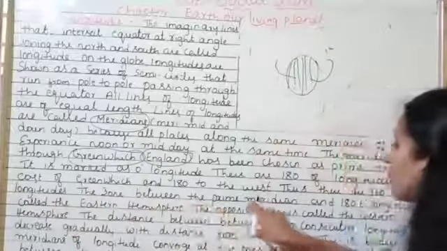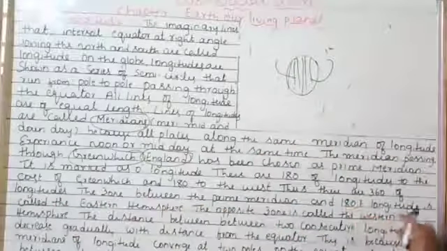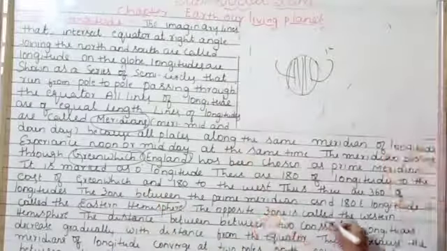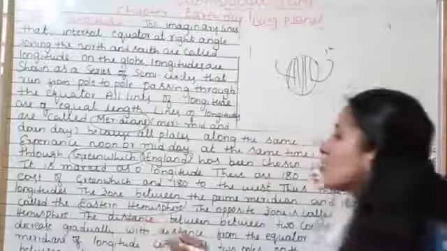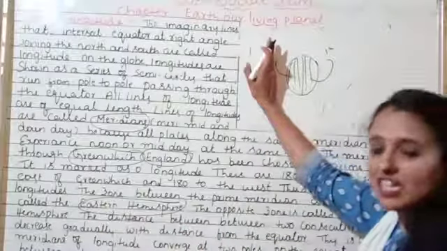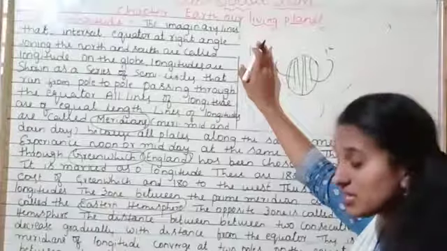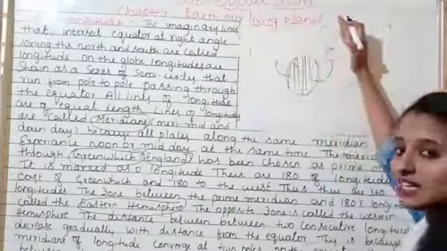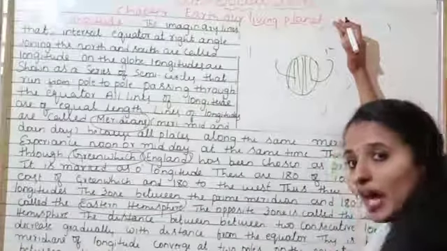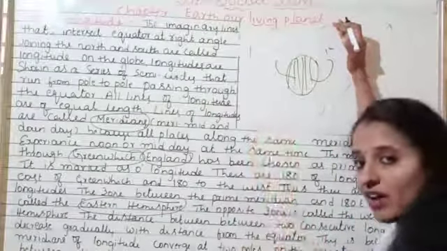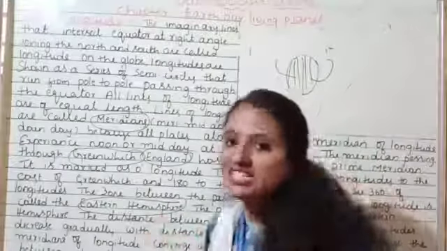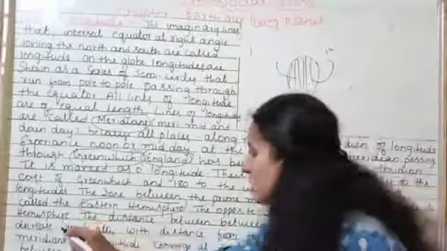The zone between the prime meridian and 180 degrees east longitude is called the eastern hemisphere. The opposite zone is called the western hemisphere. So this particular part is considered the eastern hemisphere, and this part is considered the western hemisphere. The eastern hemisphere has 180 degrees and the western hemisphere also has 180 degrees. Total it will be 360 degrees.